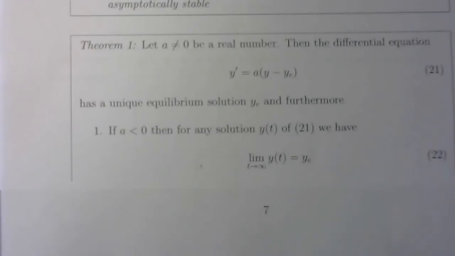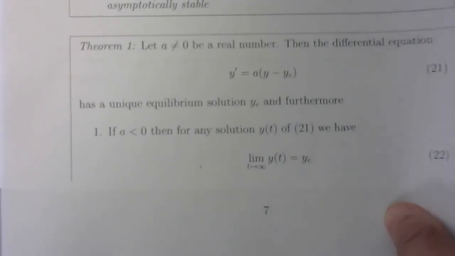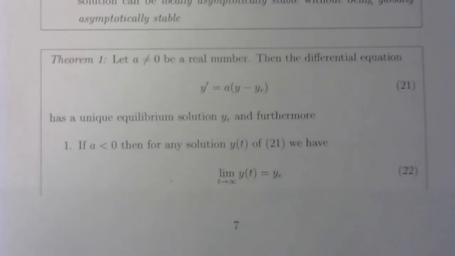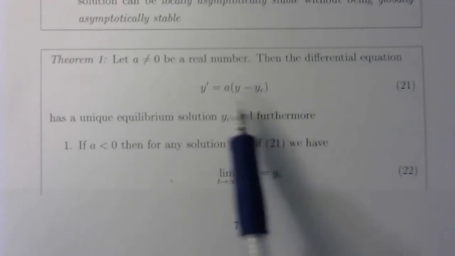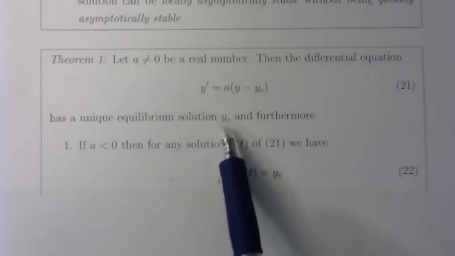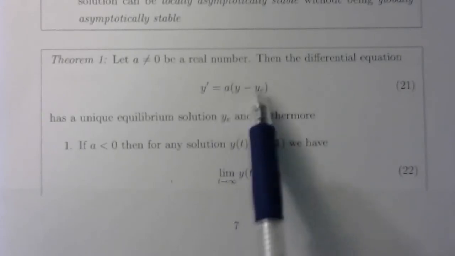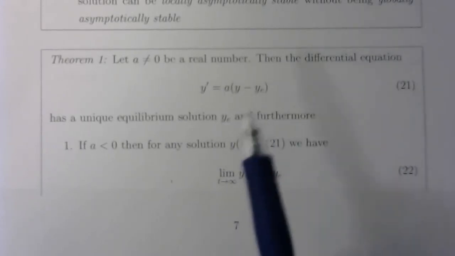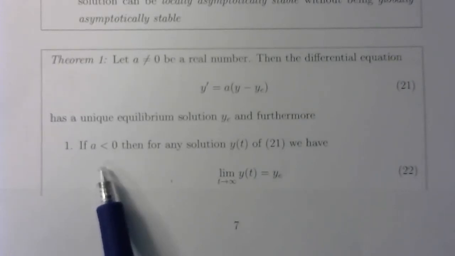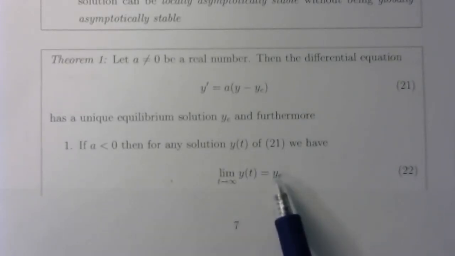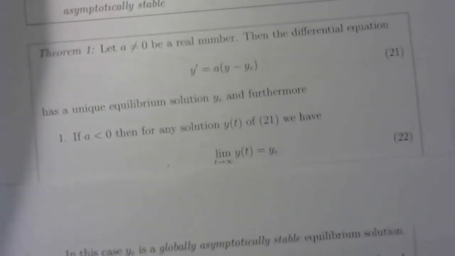So these are increasingly stronger conditions. Now that we have this concept, let's talk about this theorem. The theorem says, let A not equal to 0 be a real number. So I have a linear differential equation, right? It has a unique equilibrium at YE. That's what makes the right-hand side equal to 0. And furthermore, if A is less than 0, then any solution is going to approach the equilibrium, which is globally asymptotically stable.